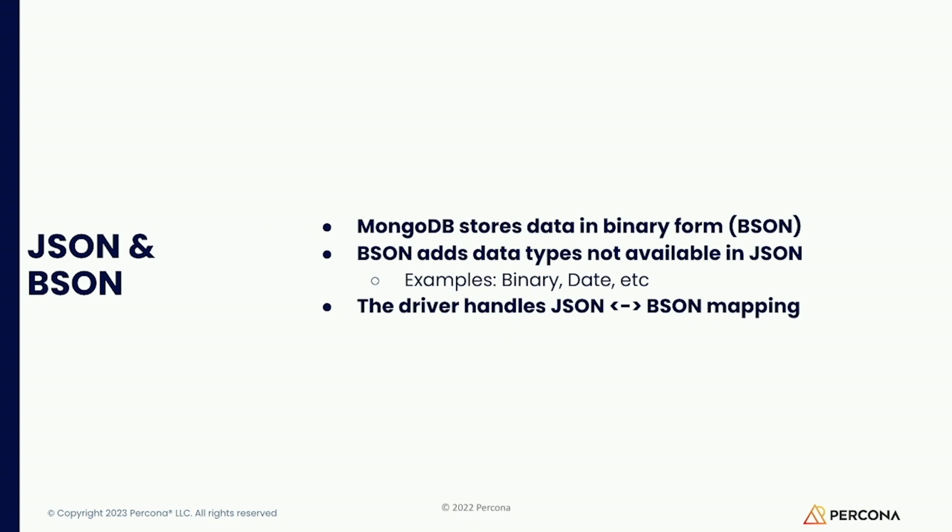As I mentioned, MongoDB uses the BSON format, which is a binary form of JSON. And the idea is that it will add some types that you don't have in JSON, like, for example, binary or date. And the MongoDB driver will handle this conversion for you, so you don't need to deal with the mapping. It will be handled automatically.